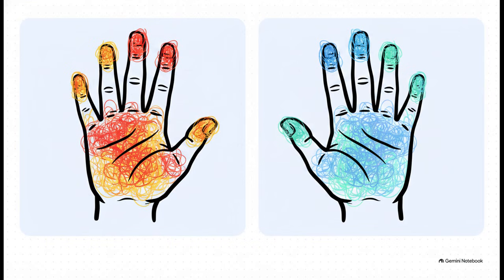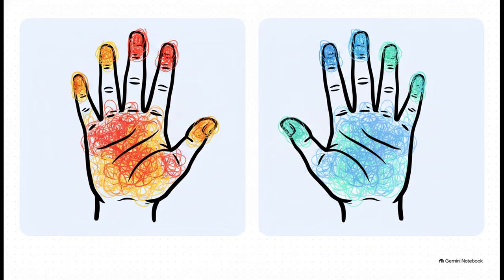Notice the color-coded hand diagrams here. The red and orange areas highlight rheumatoid arthritis, which is a systemic, highly symmetrical attack. It primarily targets the proximal interphalangeal joints, or PIP joints, and the metacarpophalangeal joints, the MCP joints, which are the knuckles right at the base of your fingers. If you've ever noticed someone's knuckles swelling first, this symmetrical attack is exactly why.